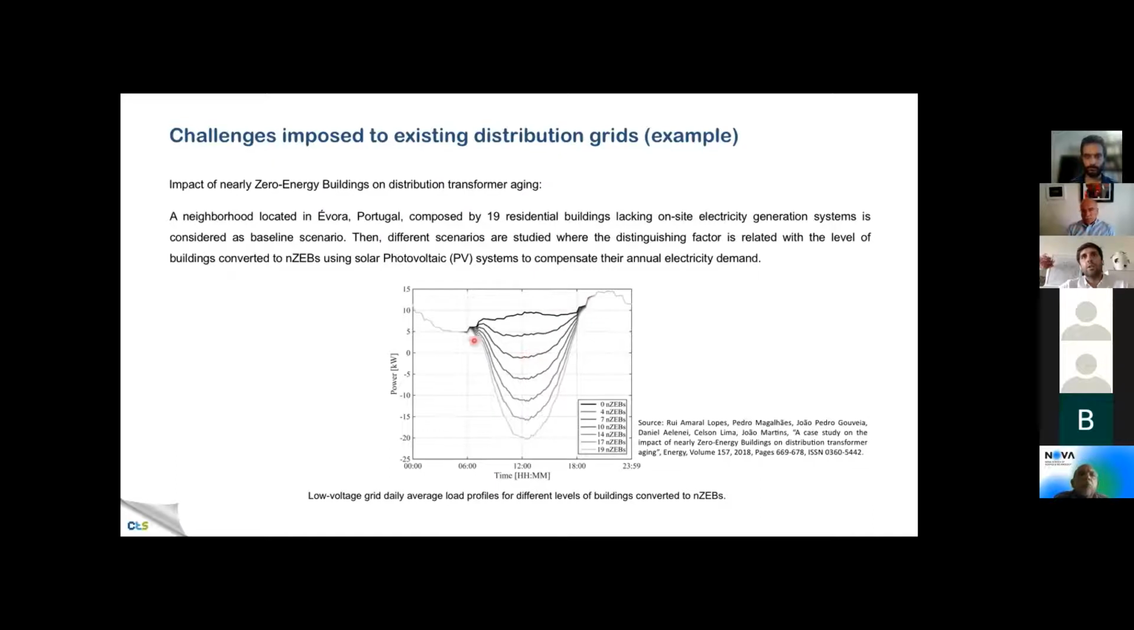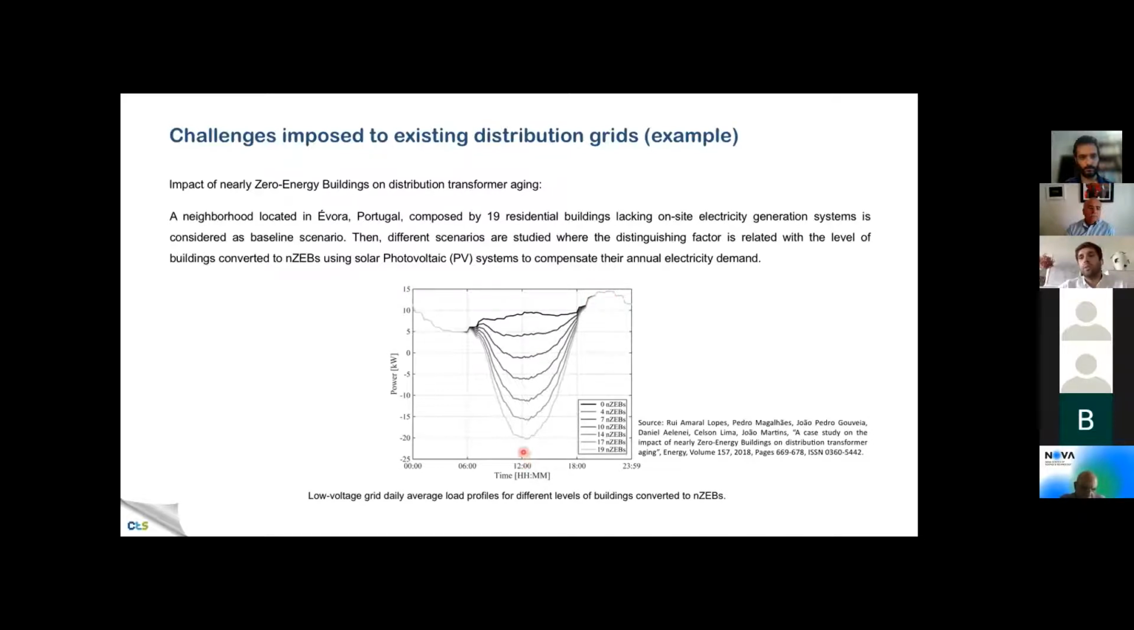Then the other curves represent different scenarios. For instance, this one here represents a scenario where 4 buildings were converted to nearly zero energy buildings by producing as much as they consumed over a year. And you can see that the average load profile decreases around noon, given the solar resource availability, and that when we start to increase the number of nearly zero energy buildings, we start to have more and more reverse power flows with higher magnitude. Such magnitude achieves values higher than the original peak demand at evening.